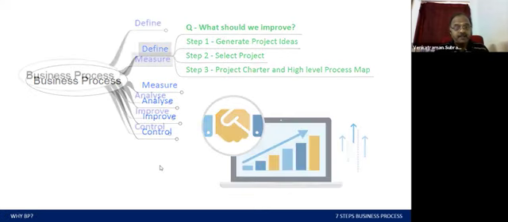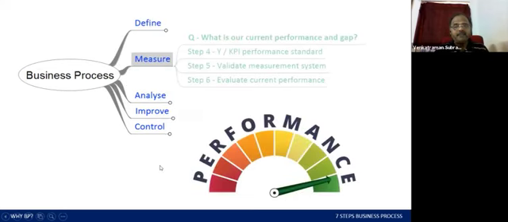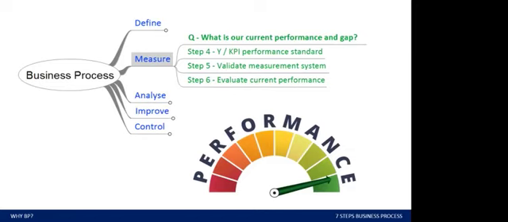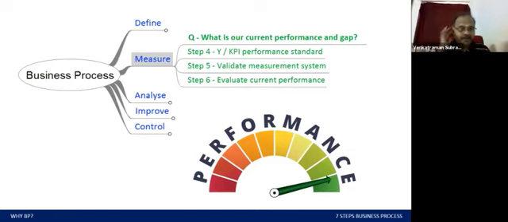ஓகே, நெக்ஸ்ட் பாத்தீங்கன்னா மெஷர். மெஷர்ல பெர்ஃபார்மன்ஸ் மெஷர் பண்ணுவோம். எங்க பண்ணணும்? We call it the y measure னு சொல்லுவாங்க. Y measure னா where do we improve? Y measure will be set everywhere. Okay, so the y measure is very key.